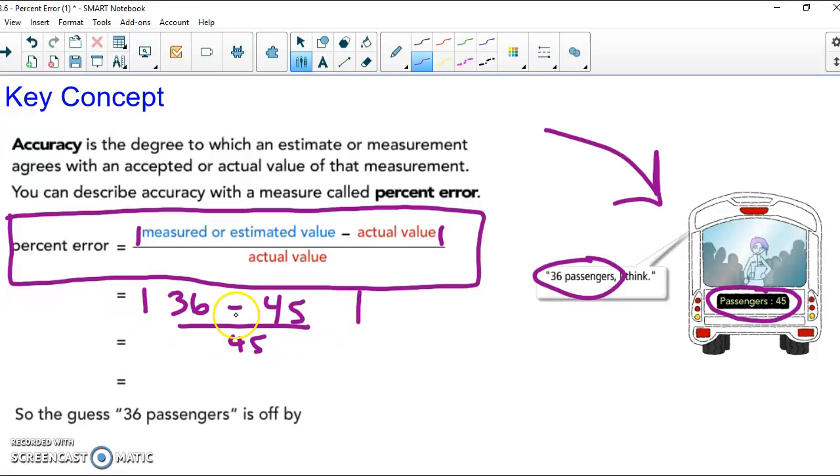So the difference between 36 and 45 is -9, but when I take the absolute value, it becomes positive. So we have 9 over 45, and when I divide that out, I get a decimal, which is 0.2 or 2/10. So this is my percent error, although it's a decimal right now and it doesn't look like a percent. So I need to multiply this by 100. So this would be 20%. My percent error is 20%.